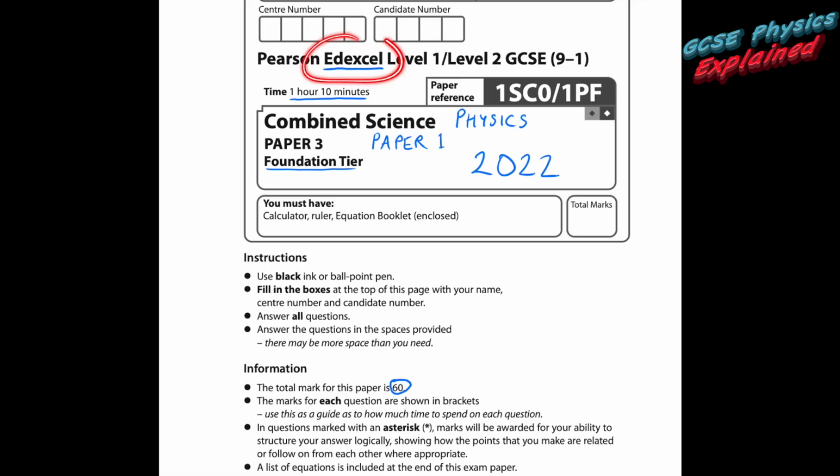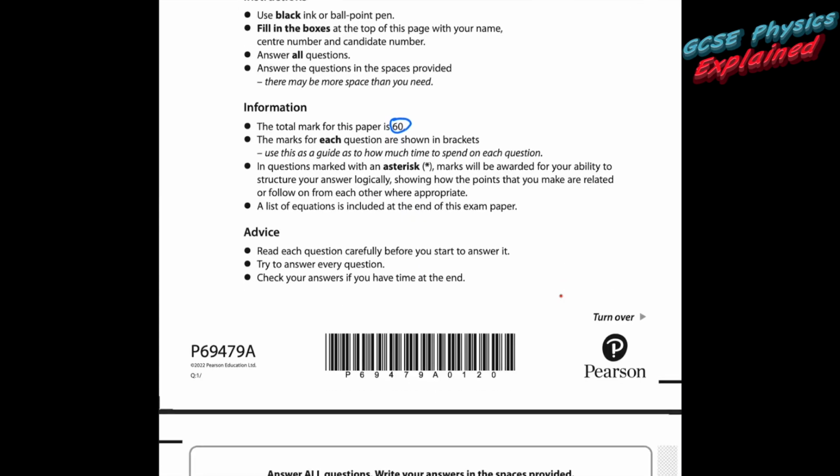Right, I'm going over an Edexcel paper. It's Combined Science Physics, paper 1 from 2022, foundation tier. You get 1 hour and 10 minutes and it's worth 60 marks.